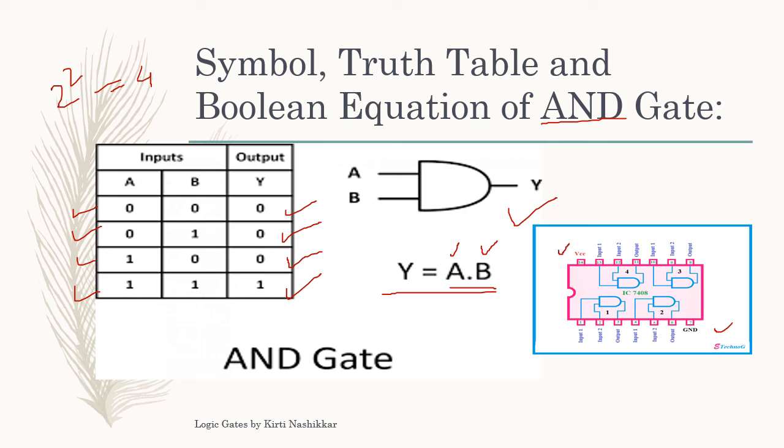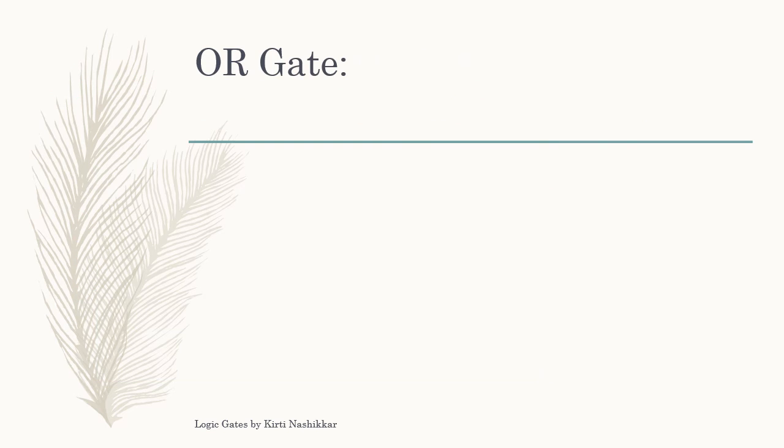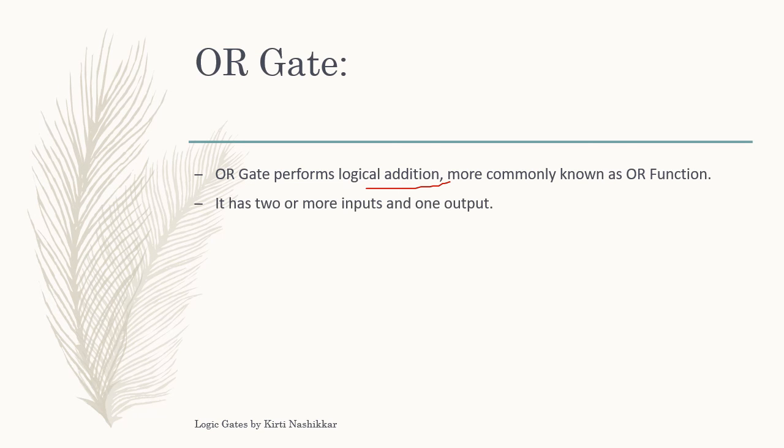After that, let us discuss the last basic gate, which is the OR gate. OR gate performs logical addition, and that's why it is more commonly known as OR. So just remember, OR gate is performing the addition operation. Now OR gate has 2 or more inputs and only 1 output. So again, for the OR gate, a minimum of 2 inputs is required.